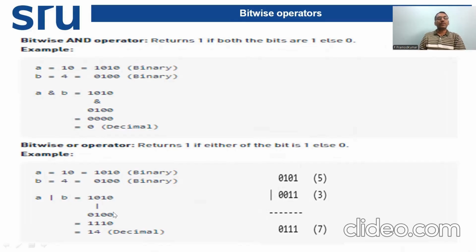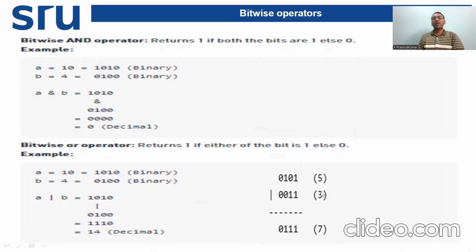So false and false, of course, false. True and false. As one of them is true, the result becomes true. Here, false or true. As one of them is true, the result becomes true. Here, true or false. As one of them is true, the result becomes true. Right? Hence, the result becomes 1110. Its equivalent decimal is 14. Then one more example here where both of them are true. Then what happens? That we'll also see.